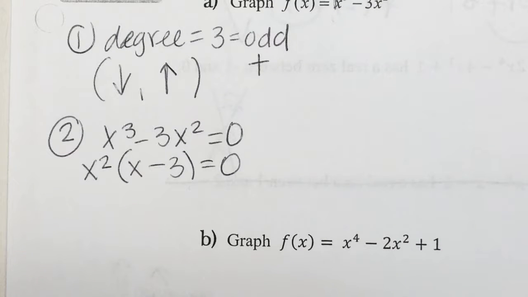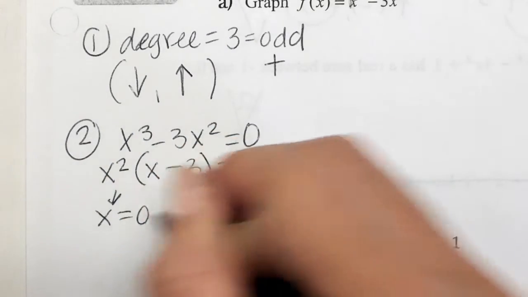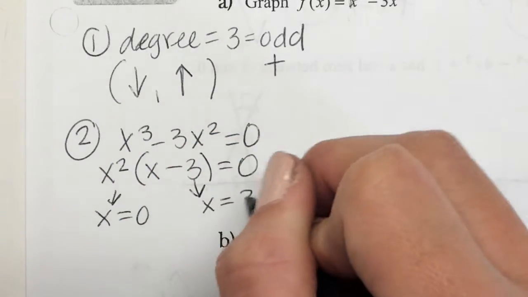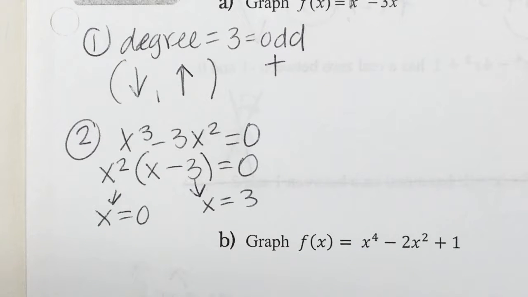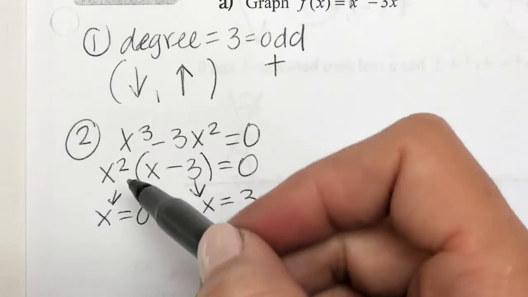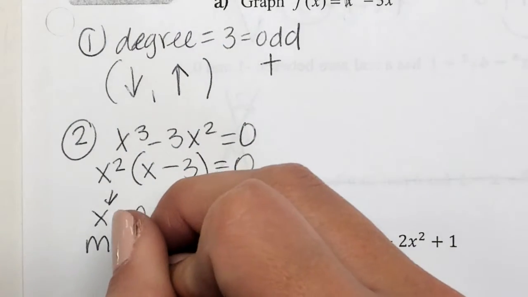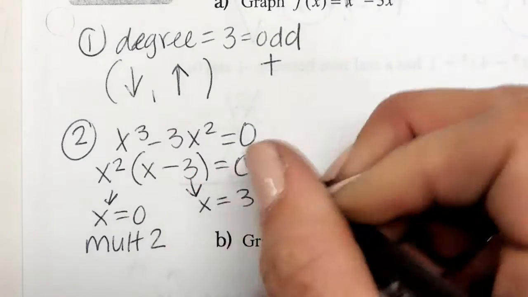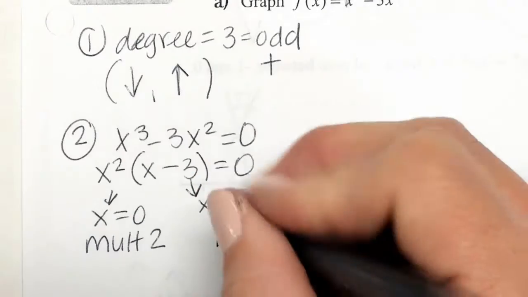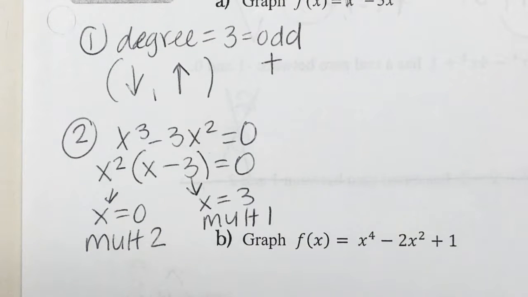Everybody good there? So when we set both these equal to 0, this will give us what? This will give us. Now, for the multiplicity part. The multiplicity is just your exponent. That's on the outside. So what's the exponent here? So this has a multiplicity of 2. The exponent out here. So this has a multiplicity of 1. And that'll come in handy when we graph it.